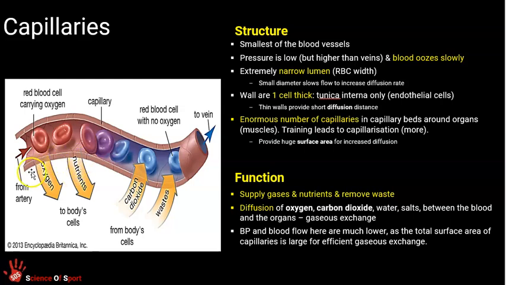So structurally, it's designed with a 1 cell thick wall with a tiny diameter, just big enough to have red blood cells pass through it, so that the gases have a very short distance to travel when they're diffusing between one place and another. And that is obviously the main function of capillaries, to enable diffusion to occur.